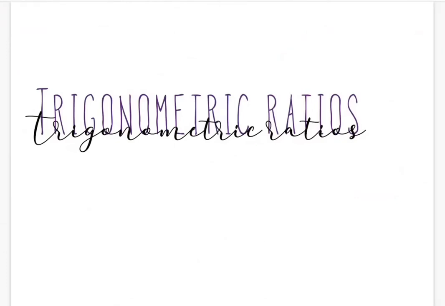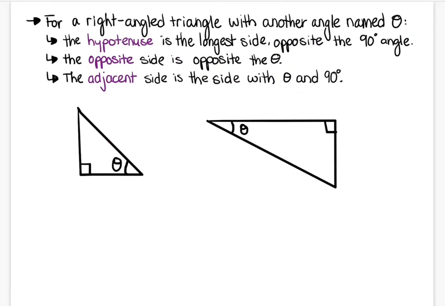So we're doing a bit of a continuation on from Pythagoras, and this moves on to what we call trigonometry. This week we're looking at trigonometric ratios. It's a bit of a tongue twister, as you can tell. This video is just going to explain what trig ratios are, how to label the sides of a triangle, and so on.